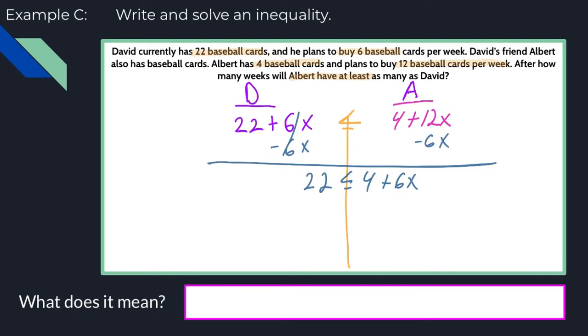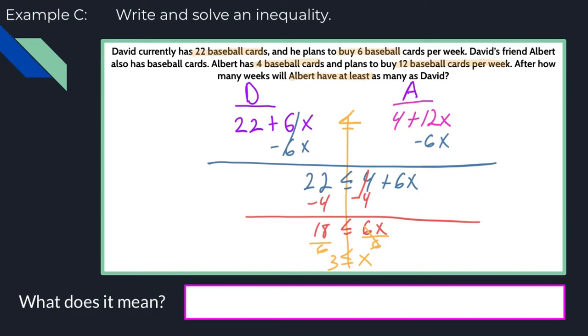Now we need to get rid of our constant, so we're going to do so by subtracting 4 on both sides. 4 minus 4 is going to cancel. 22 minus 4 is 18. Bring down our inequality symbol, bring down our 6x. The final step here is we need to divide both sides by 6. Divide both sides by 6, and x is going to be greater than or equal to 3.